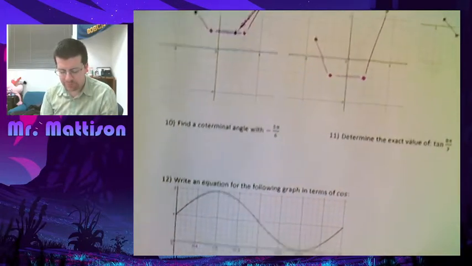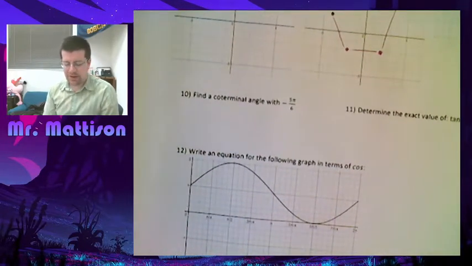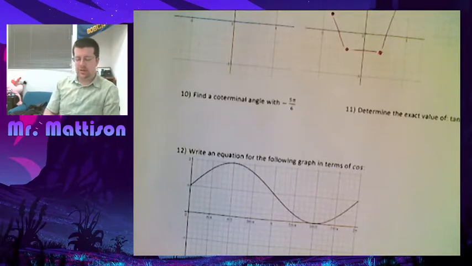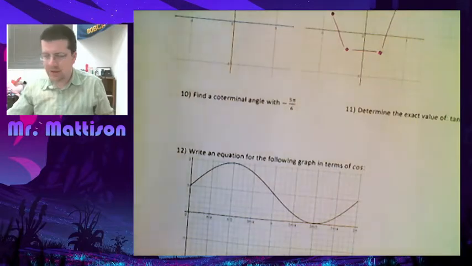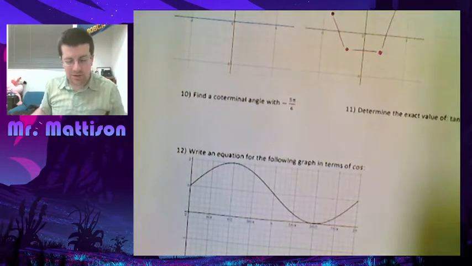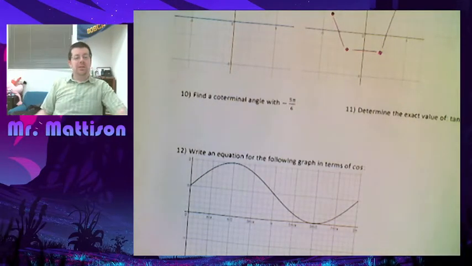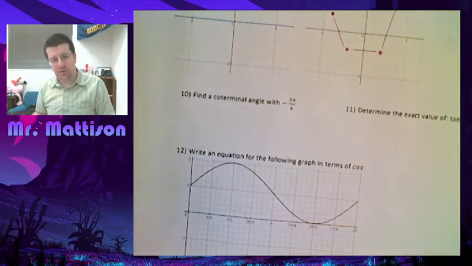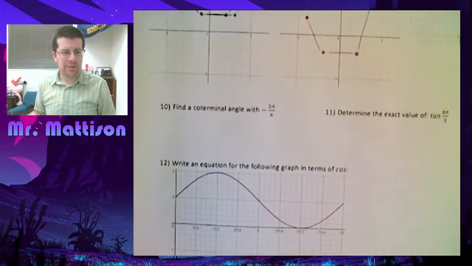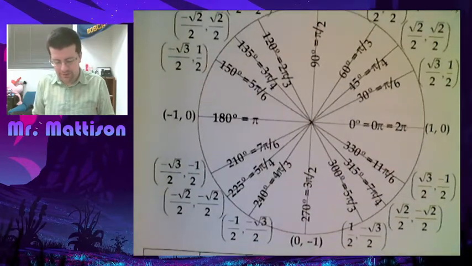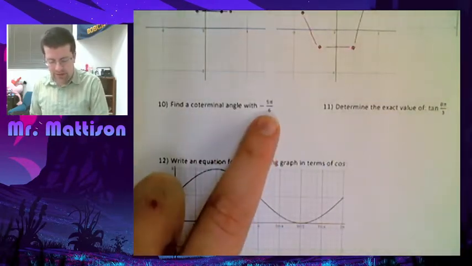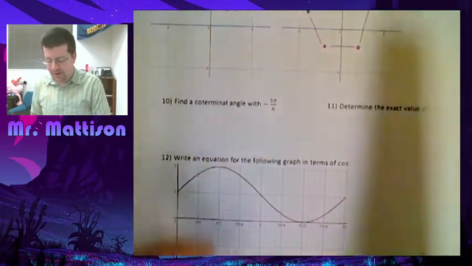Okay, so now we're trying to find some coterminal angles. So negative 5 pi over 6. Definitely have your unit circle in your notes. If you don't have one, get one as soon as possible. You can just Google unit circle chart or unit circle graph, and you'll get these kinds of images all over it. So I'm looking for negative 5 pi over 6.